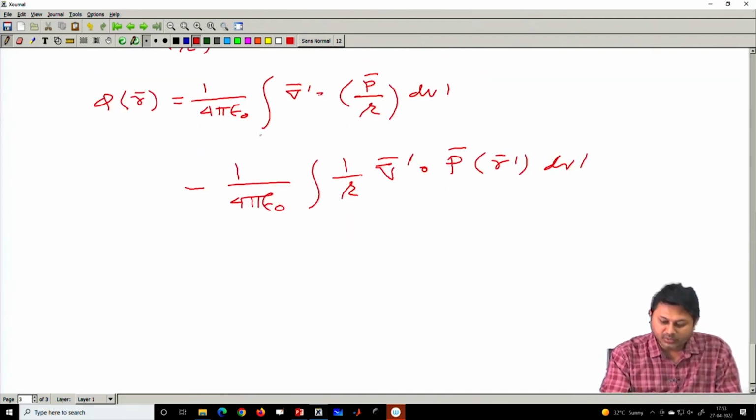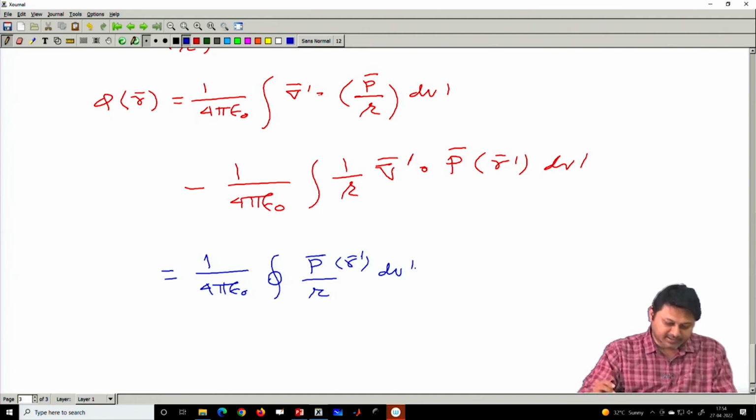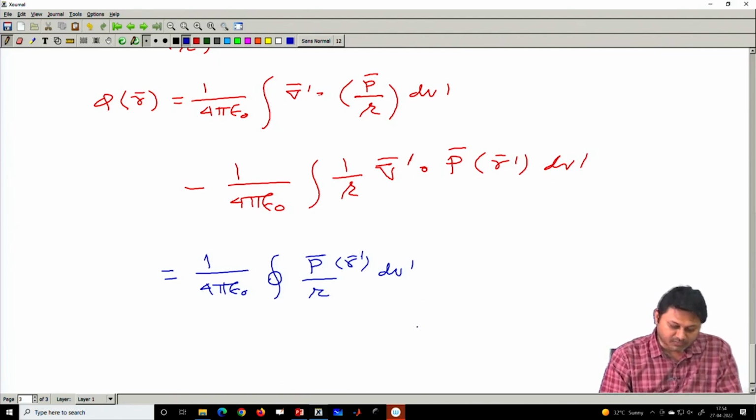Okay, so now I can use this. This integral I can replace with a closed surface integral, because this is the divergence of this quantity over a volume. So, I can make it a surface integral, simply P divided by R, over R prime and dV prime.